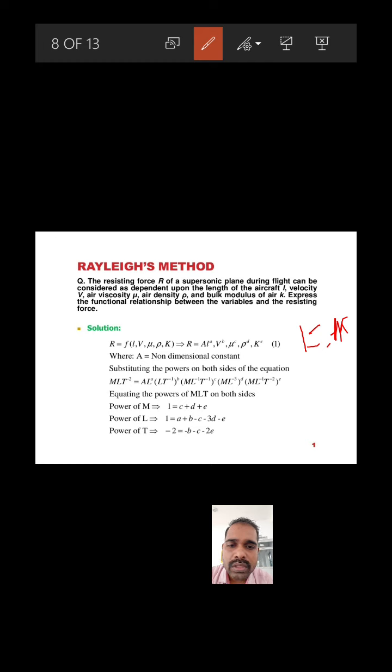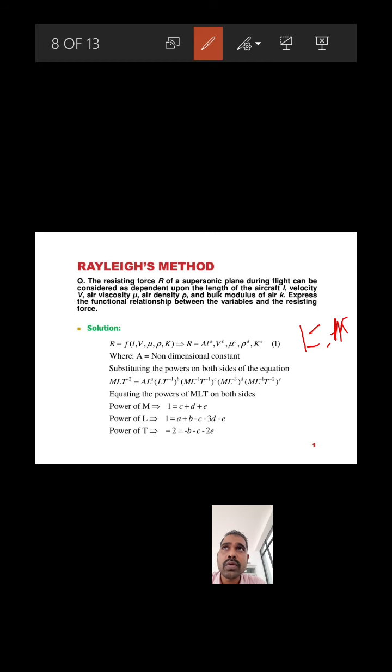Then, all parameters, right? For force it is mass into acceleration, kg meter per second square, M L t power minus 2, that comes on the left hand side, right? So for R you have to put M L t power minus 2, right? A is constant, you keep the constant the same. Then L power a, L is nothing but length, so its corresponding dimension is capital L power a. Velocity, meter per second, L t power minus 1, the whole bracket power b.